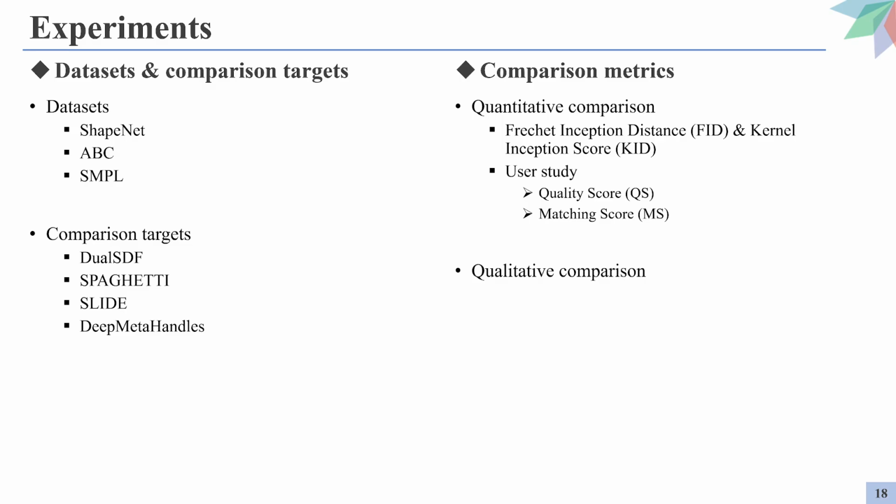The experiments section presents results on various comparative evaluations with previous methods. The authors used the datasets of ShapeNet, ABC, and SMPL, and comparison target methods include Dual SDF, Spaghetti, SLIDE, and Deep Meta Handles. The comparison consists of quantitative and qualitative methods, with the quantitative method including user studies. The quality score evaluates the visual appeal of the shapes, whereas the matching score determines how well the shapes align with the user operations.